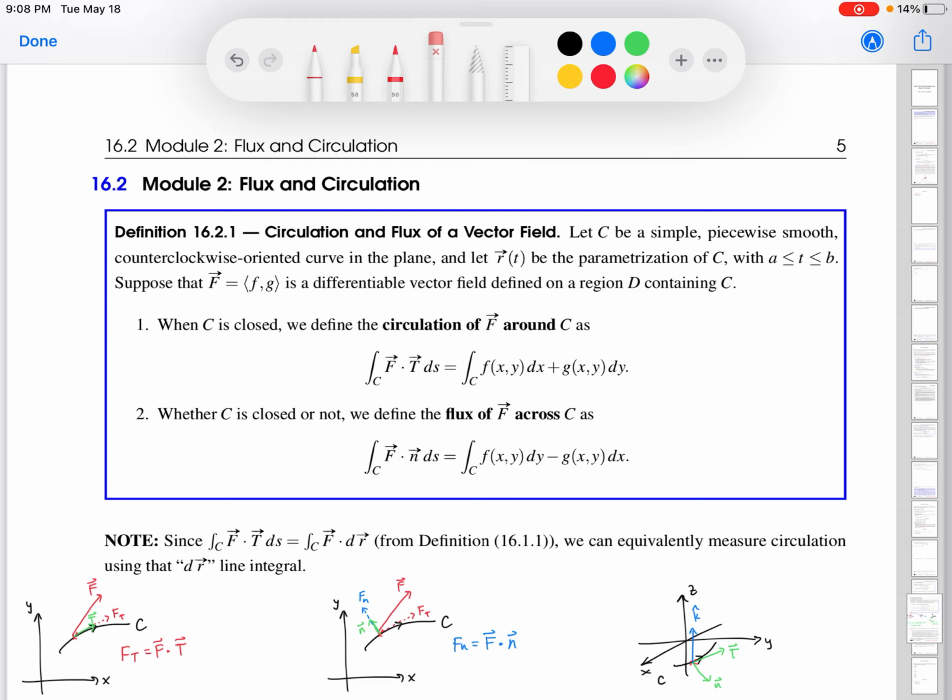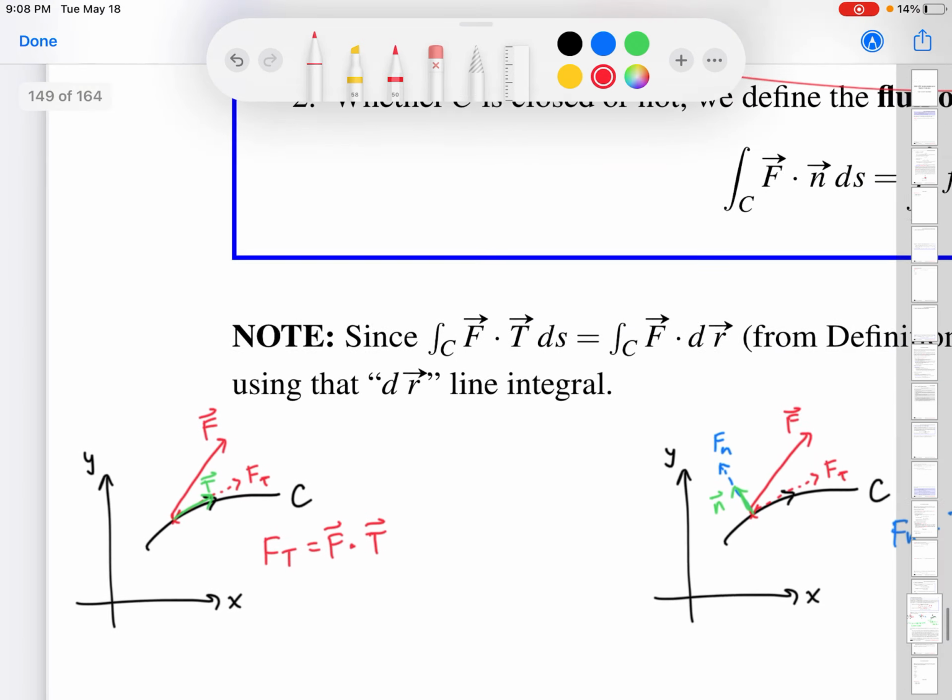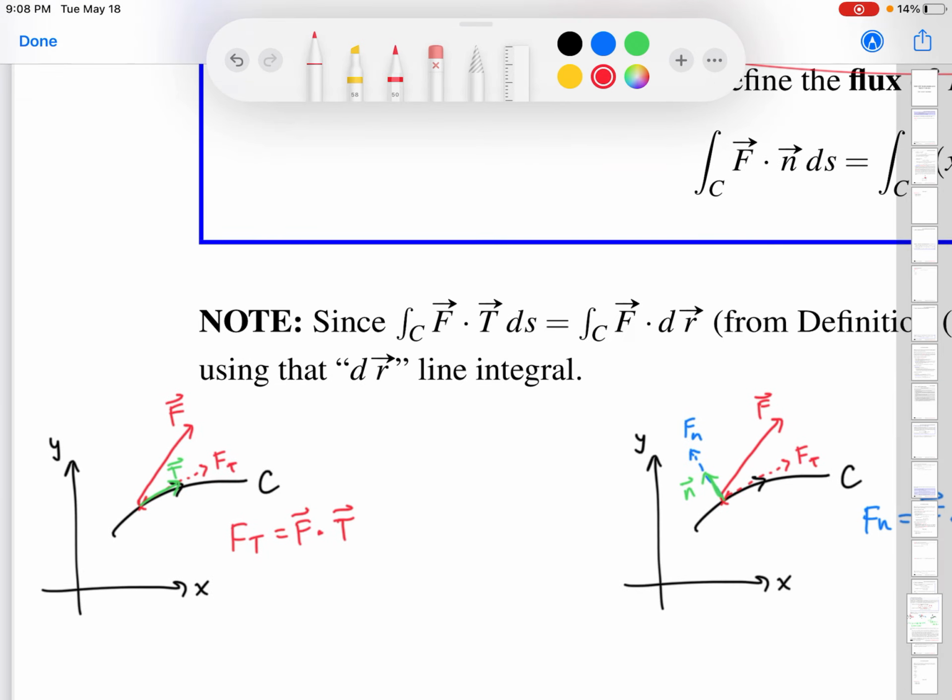So I'm going to zoom in here to just remind you of how we got to the first concept, which was circulation. We were thinking about this bead, as I mentioned, on this curve C, and a vector field, maybe like a wind field, trying to move the bead around the curve C. So that's the picture that's over here.